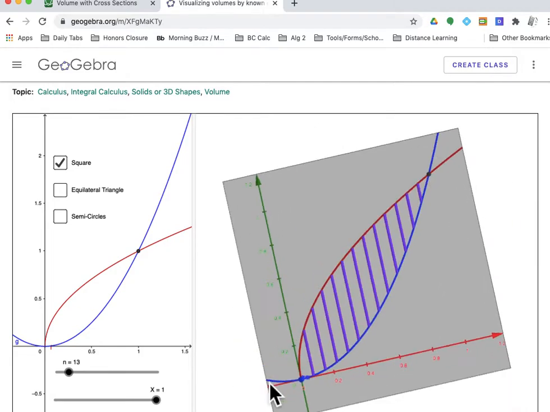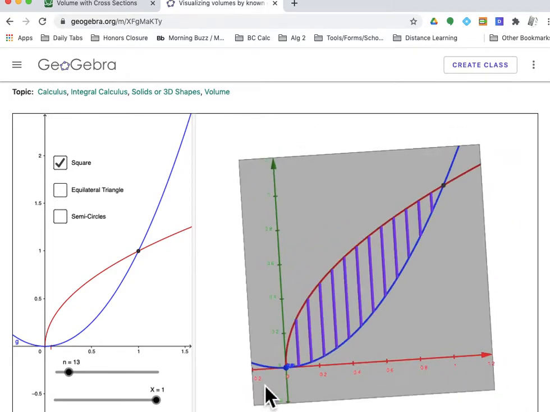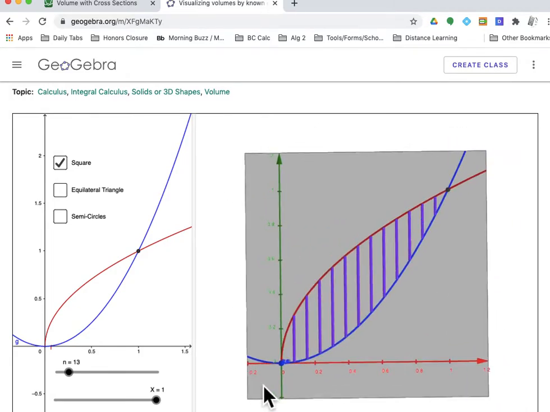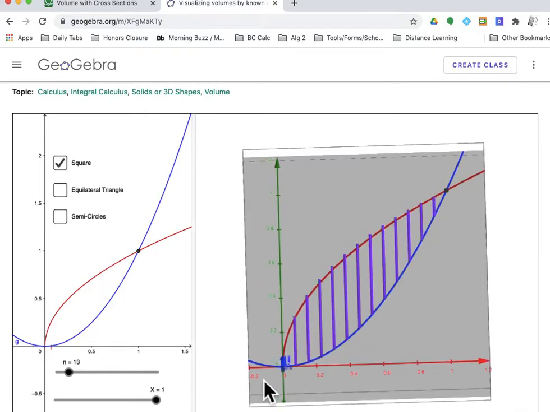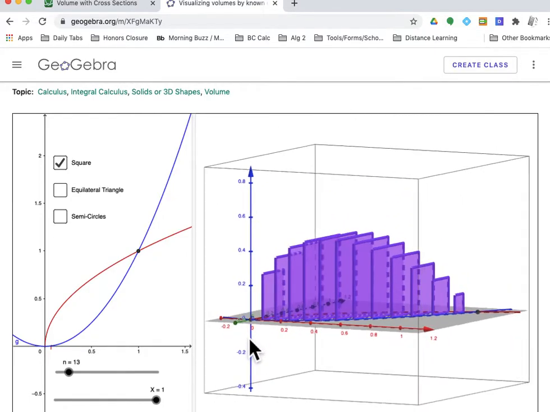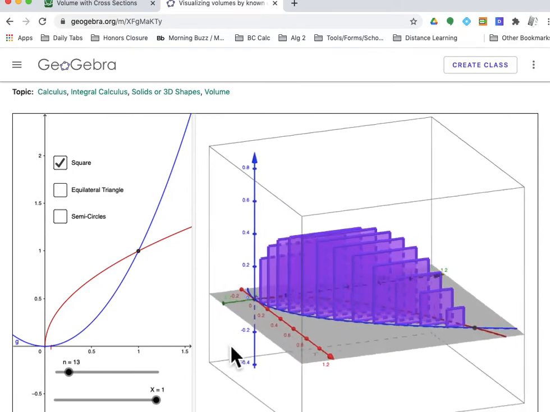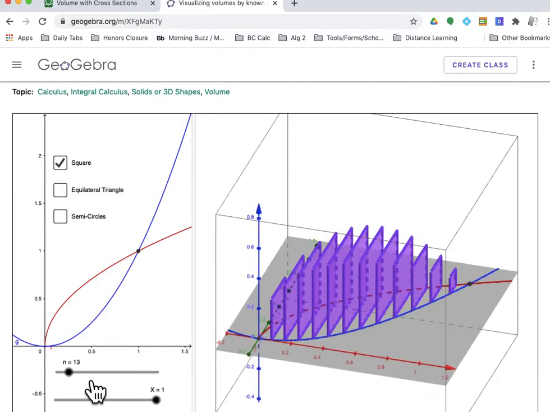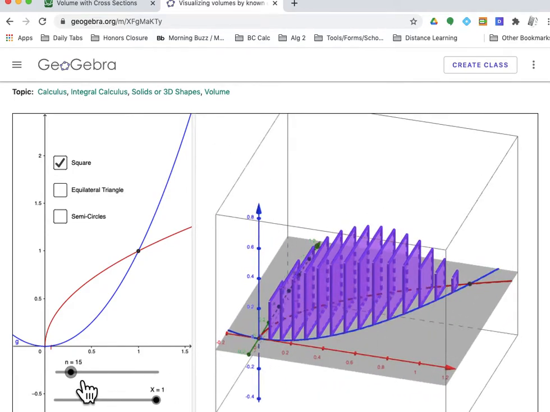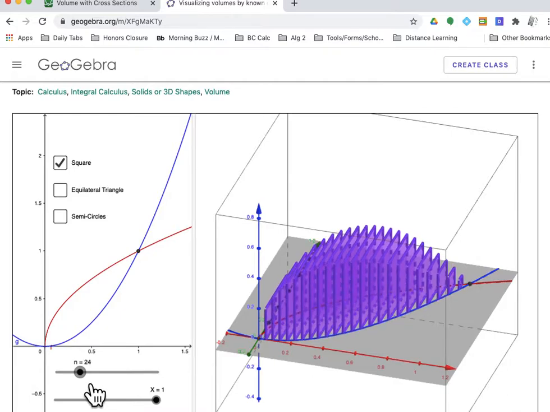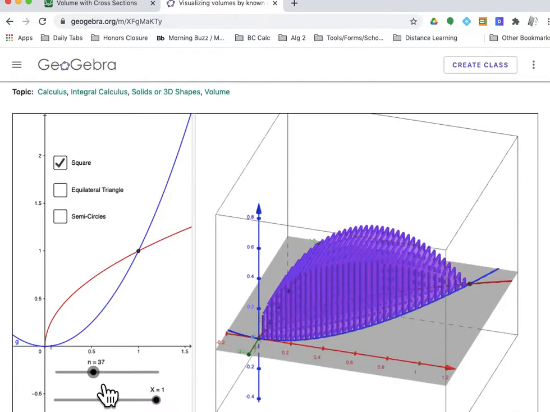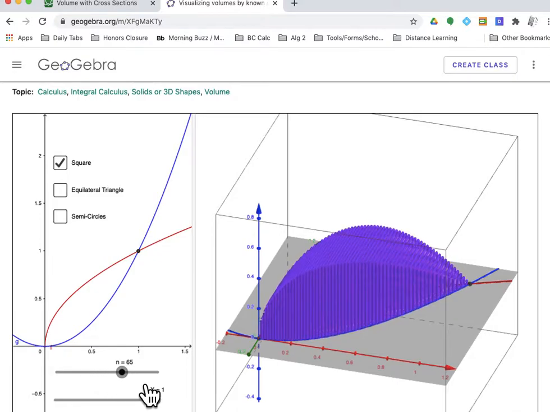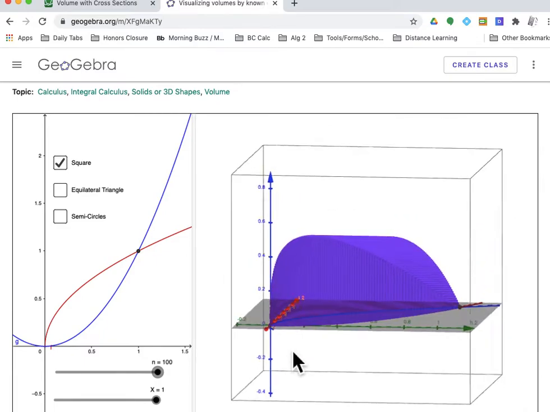So you can kind of see that we have that same area that I had highlighted in blue on my screen before, and now you can kind of see if I rotate this that we have these squares that are forming a solid, right? And there's a lot of space between those squares, so as I increase the number of squares that I'm projecting out of that area, right, so right now I'm at n is 37, there's 37 squares there. If I take it all the way up as far as I can, I get 100 of them. You can see that we have a very solid object.